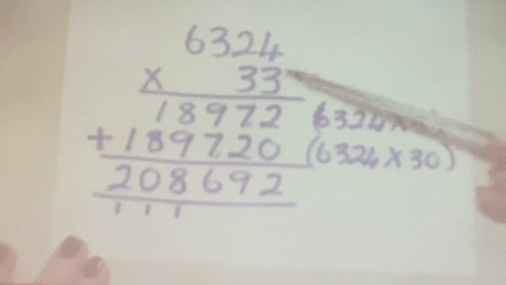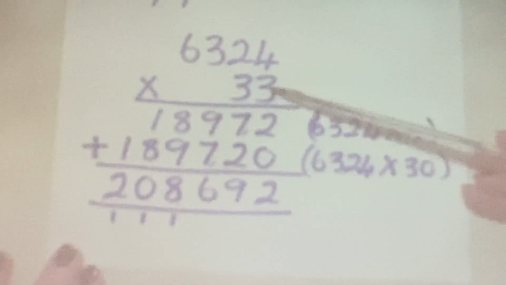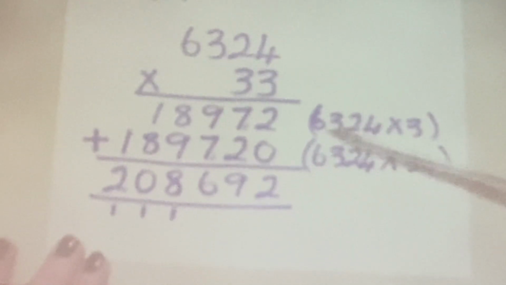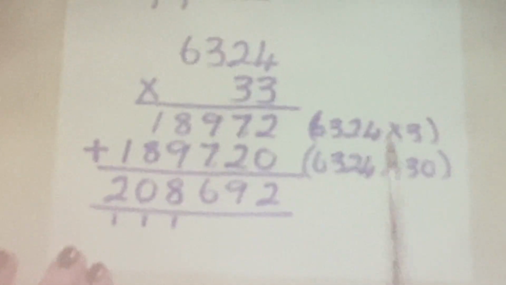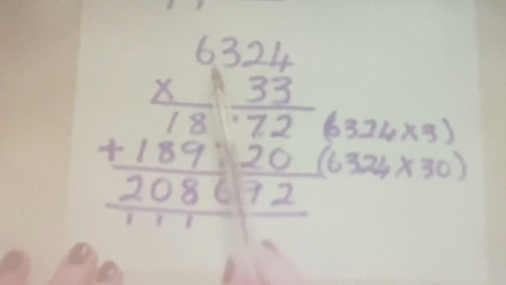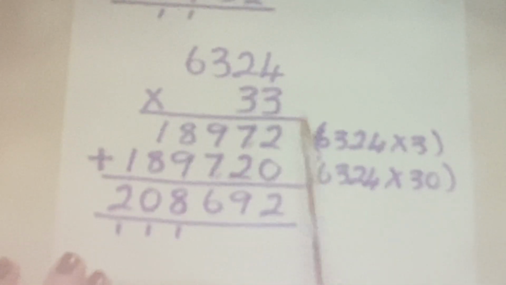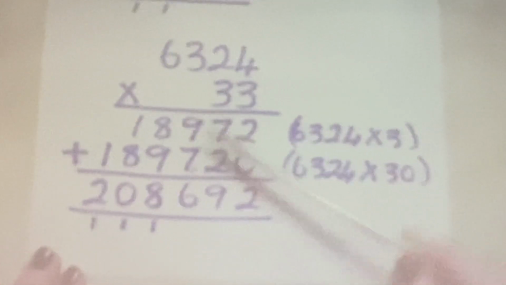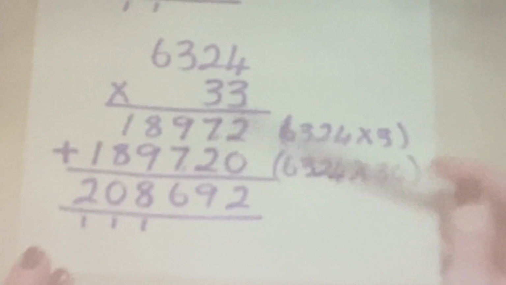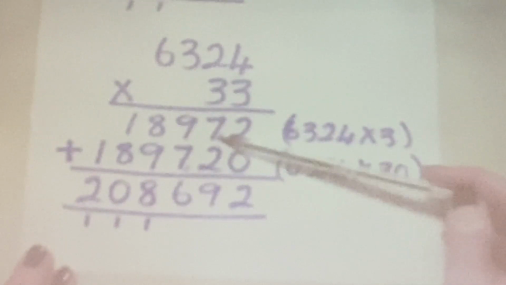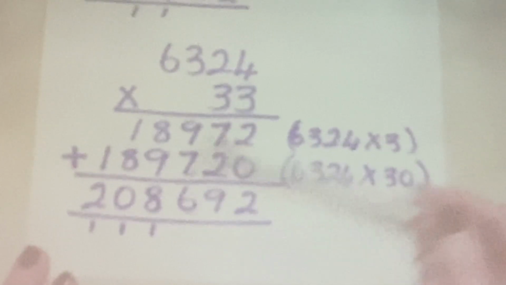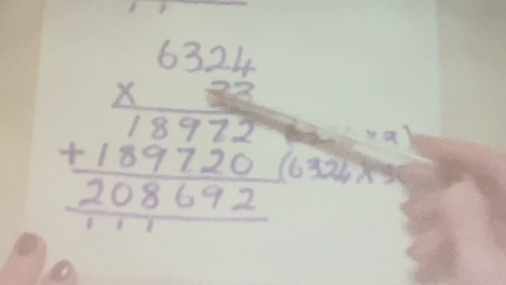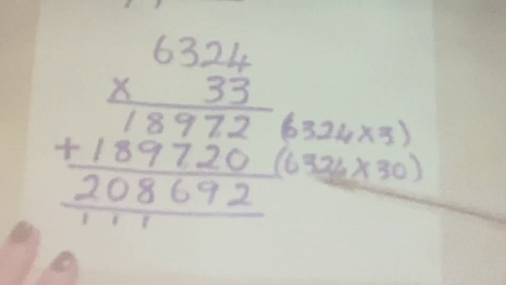And the exact same method, multiplying by the units first, or the ones first, and then showing here that this line is 6,324 multiplied by 3, and this line is 6,324 times 30. And the same exact method: 3 times 4 is 12, crossing it out as we go, and then adding to get your final answer. And making sure that they are accurate and, you know, double checking their answers.